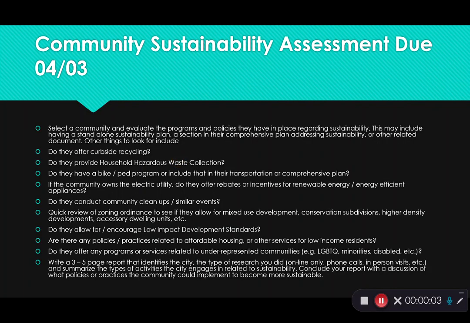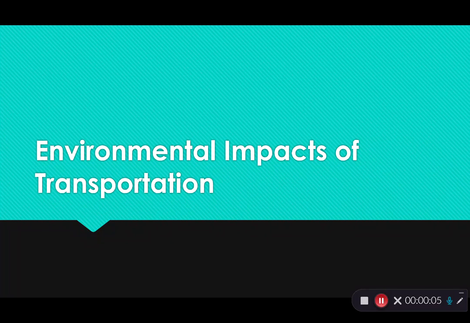All right, y'all, continuing our conversation about transportation, we are going to focus on some of the environmental impacts of our transportation system, particularly our focus on automobiles and the impact that has on our environment.